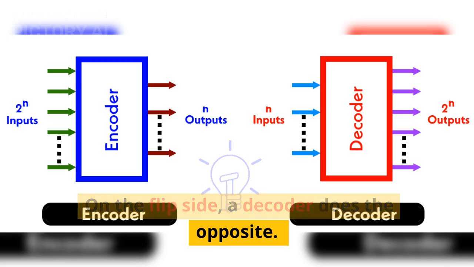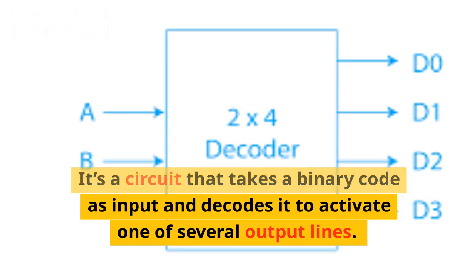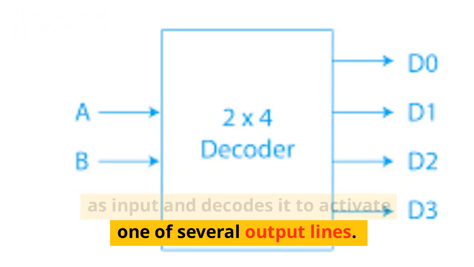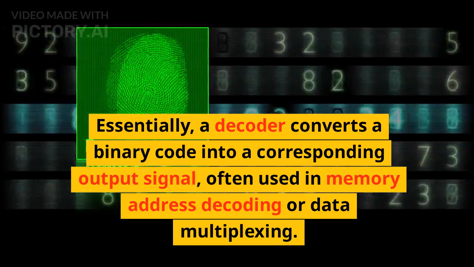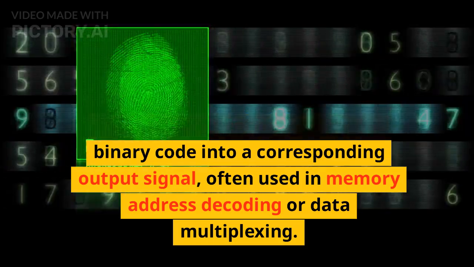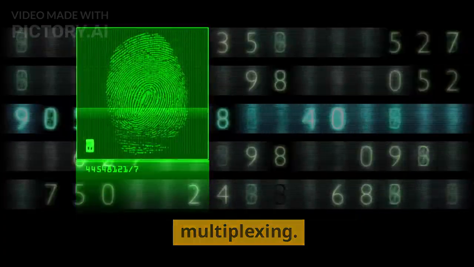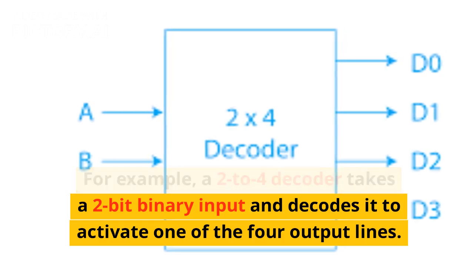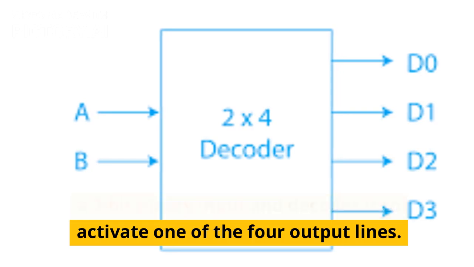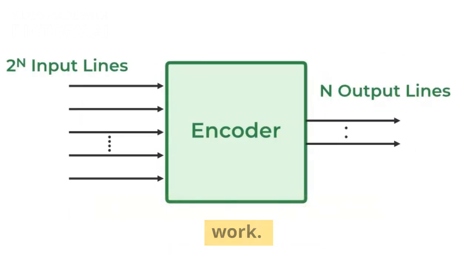On the flip side, a decoder does the opposite. It's a circuit that takes a binary code as input and decodes it to activate one of several output lines. Essentially, a decoder converts a binary code into a corresponding output signal, often used in memory address decoding or data multiplexing. For example, a 2-to-4 decoder takes a 2-bit binary input and decodes it to activate one of the 4 output lines.